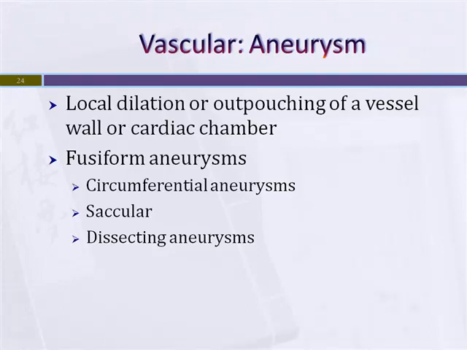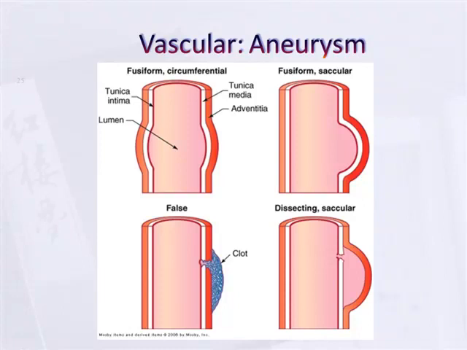Let's talk about aneurysms a little bit. So an aneurysm is just an outpouching of the blood vessel wall, a weak area in the blood vessel where it kind of poofs out. And there are different kinds of aneurysms. Circumferential go all the way around. Saccular are a portion of the blood vessel, and dissecting is where it splits the arterial wall. So let's look at this. So fusiform circumferential is where it goes all the way around the lumen.